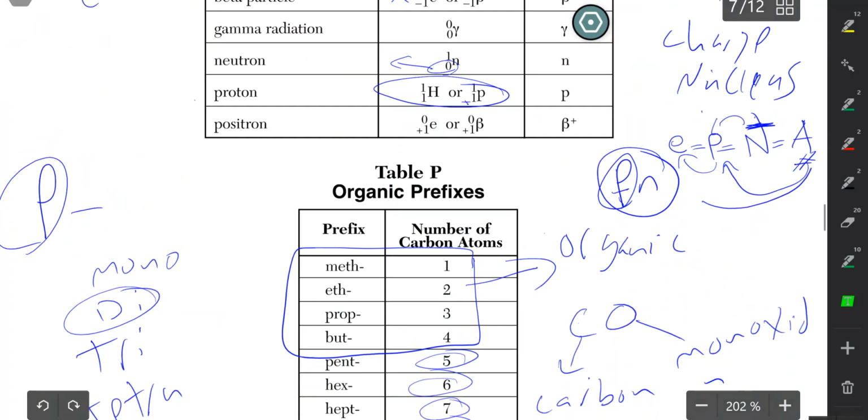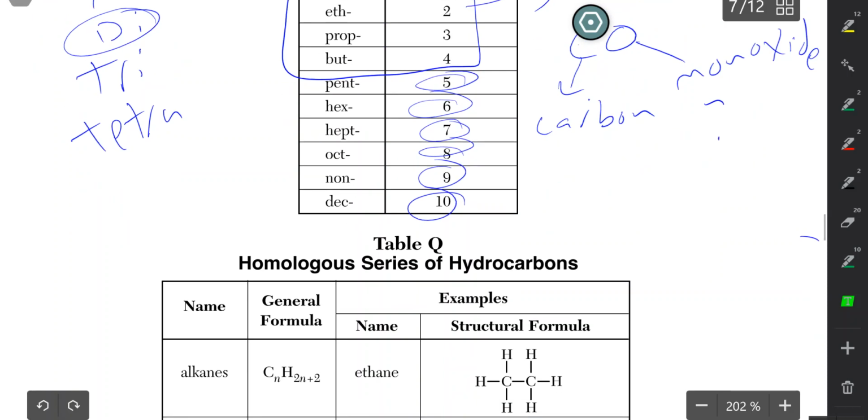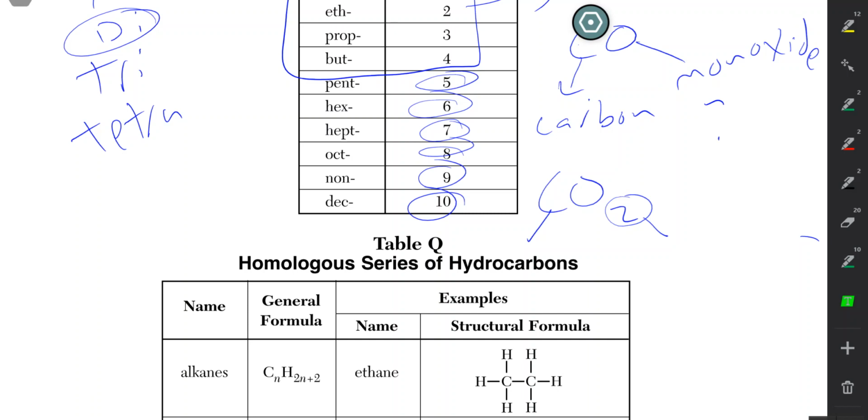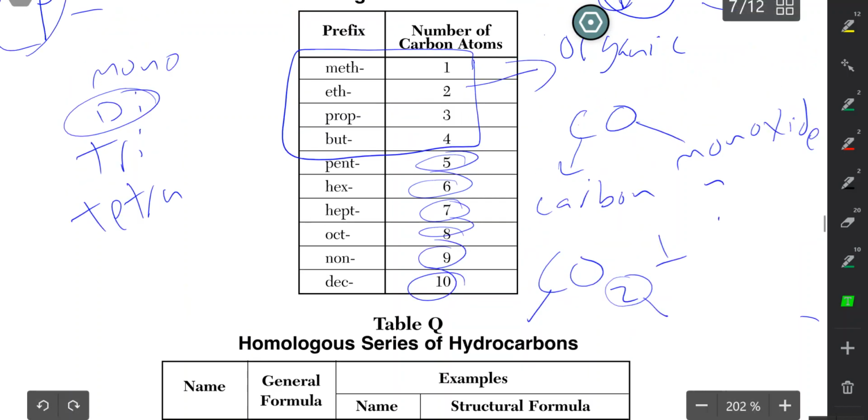We don't usually write mono before the first element. We just write carbon. We don't need to say mono, carbon, monoxide. We only write mono for the second or third element. We don't write it for the first element. Okay, what if I'm given CO2? I would say carbon, 2, dioxide. Okay? Ending for molecular compounds usually is just IDE.